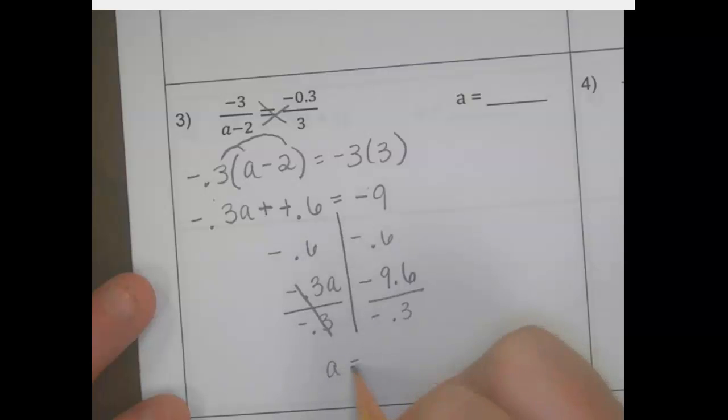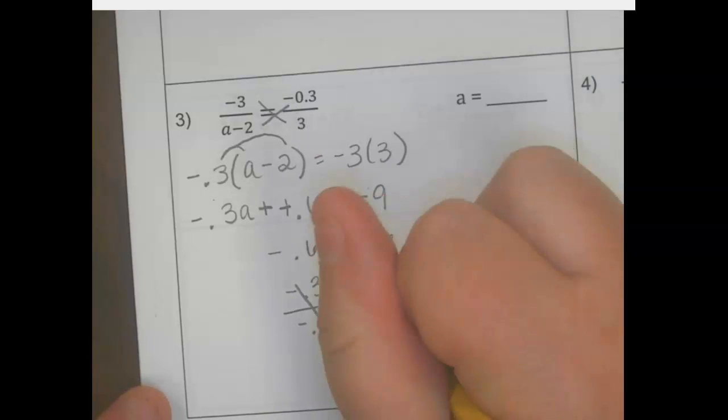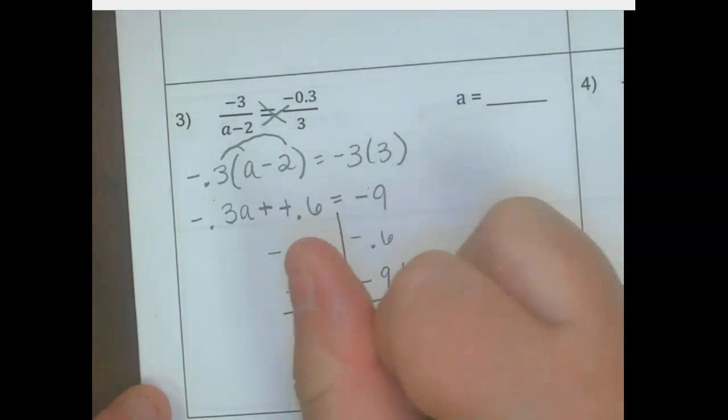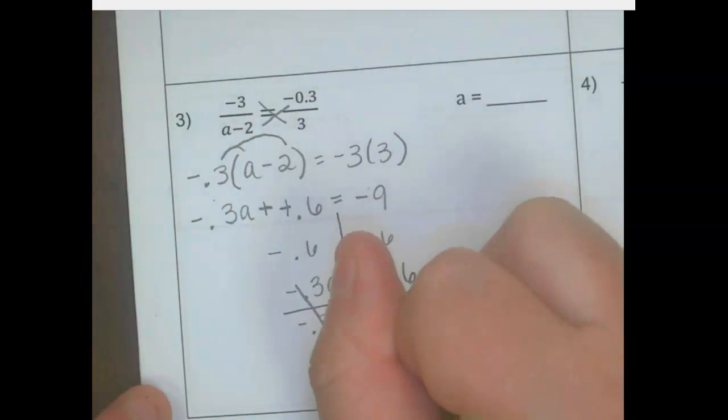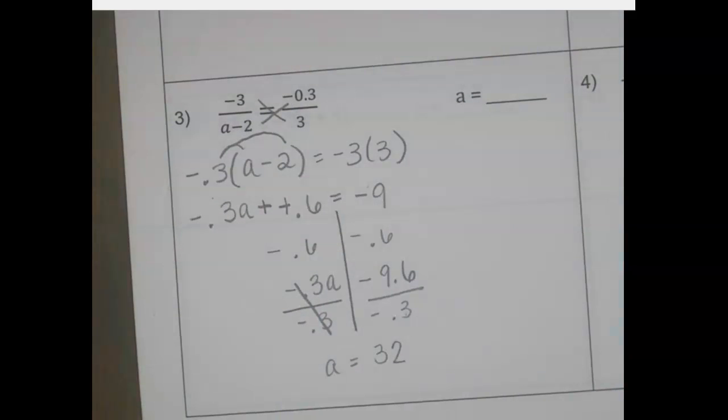A left on the left. Negative divided by negative is going to be a positive. 3 goes into 9 3 times. 3 goes into 6 2 times. Move the decimal over. Should have gotten 32. Or you could have done it on a calculator if you didn't feel confident. Questions on that one?